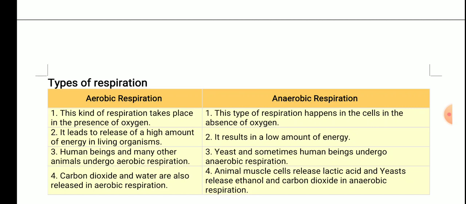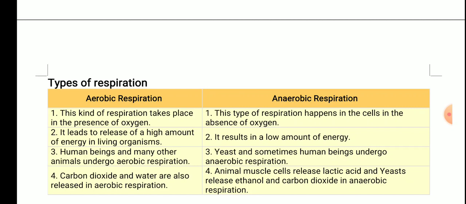Fourth point, carbon dioxide and water are also released in aerobic respiration. I hope you remember the equation that we just discussed. In that one, the products were carbon dioxide, water and energy. So the equation that we discussed was about aerobic respiration. In anaerobic respiration, animal cells release lactic acid, and yeast releases ethanol and carbon dioxide.